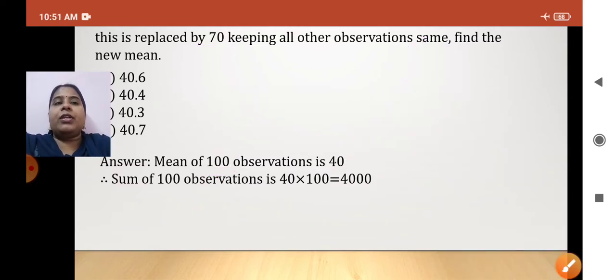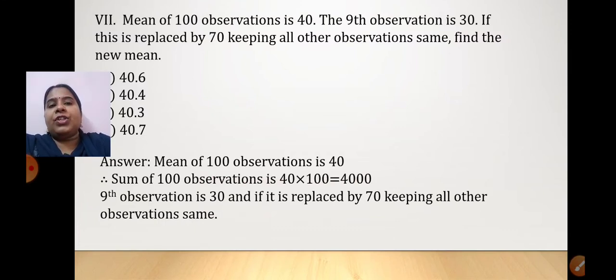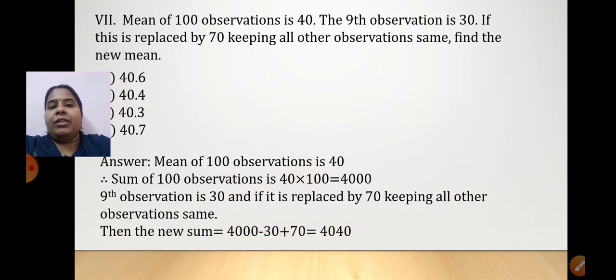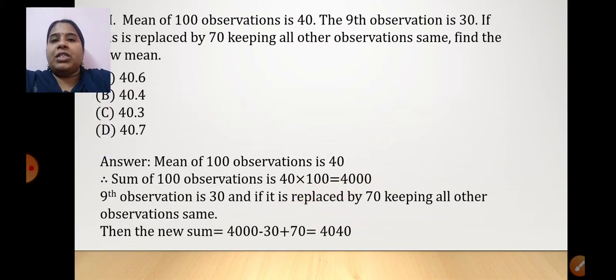It is not difficult. It is just based on the definition of mean. So first thing is, mean of 100 observations is 40. So sum of 100 observations will be 40 into 100, that is 4000. Then the ninth observation is 30 and it is replaced by 70. Keeping all other observations the same, what will be the new sum? I just need to first subtract 30 from 4000 and then add 70 to it. So it will be 4040. I hope this is clear to you.